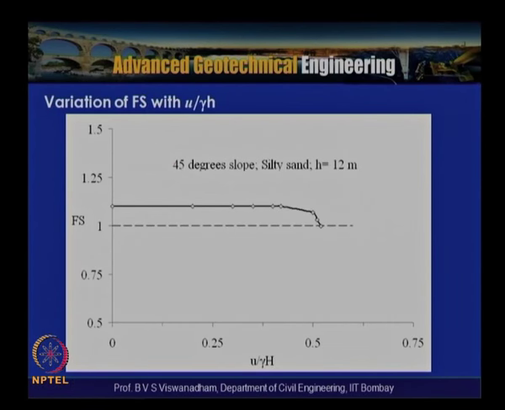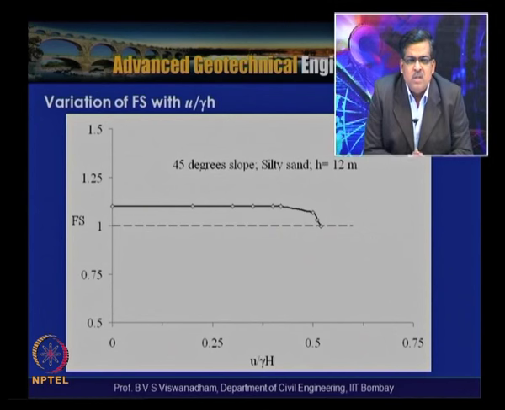So with increase in U by gamma h, which is nothing but pore water pressure measured at a certain horizontal distance from the crest of the slope, normalized with the bulk weight of the soil into the height of the slope, you can see that once this U by gamma h value attains a value of 0.5 for a 45 degree slope, the slope is actually attaining a value of 1. That means as U by gamma h increases, as the phreatic surface traverses and comes in contact with the toe of the slope, there is a possibility that slope instability can be instigated.